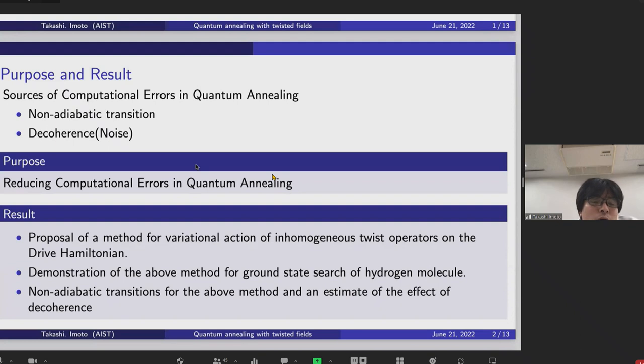Our result in this work has three components. At first, a proposal of a method for variational action of inhomogeneous twist operators on the driver Hamiltonian. The next one, a demonstration of the above method for ground state search of the hydrogen molecule. And the last one, no non-adiabatic transitions for the above method and an estimate of the effect of decoherence.